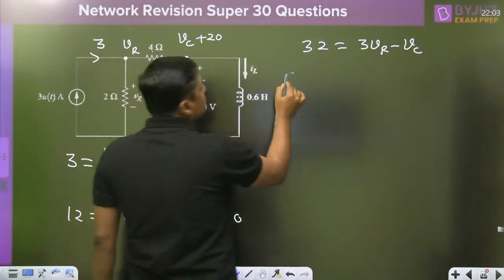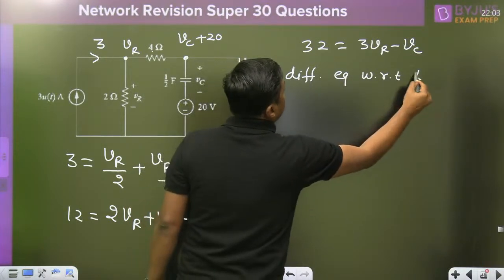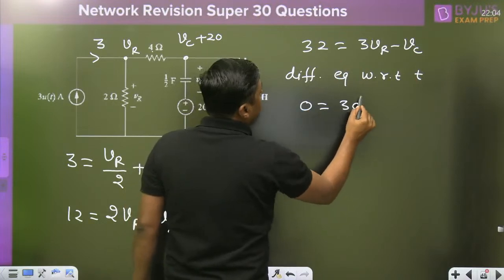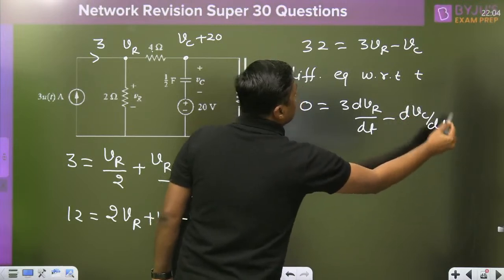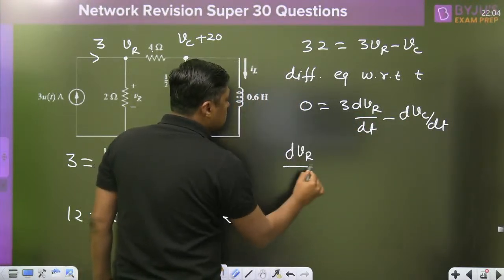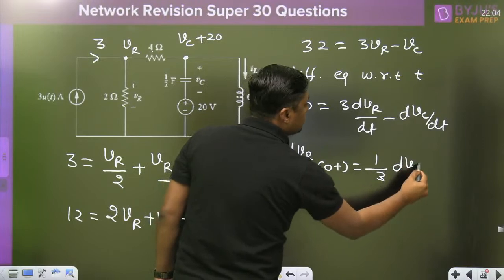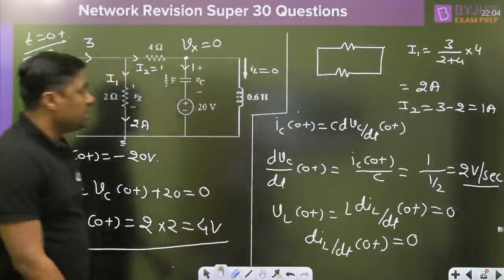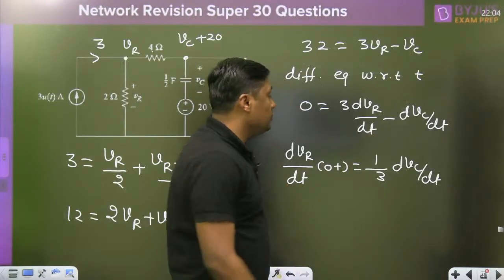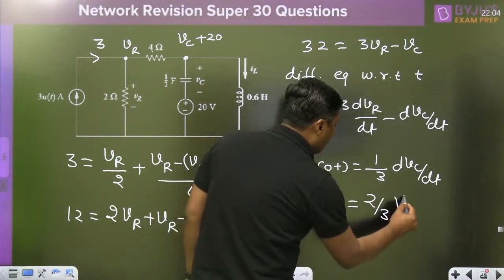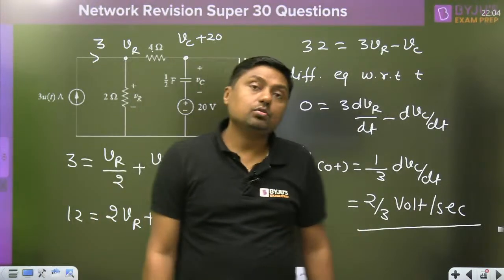Now differentiate the equation with respect to t. 0 equals 3 dVr/dt minus dVc/dt. So what is dVr/dt at 0+? That is nothing but 1/3 dVc/dt. What is dVc/dt here? dVc/dt is 2. So what is the answer here? 2/3 volt per second. So that is the answer.